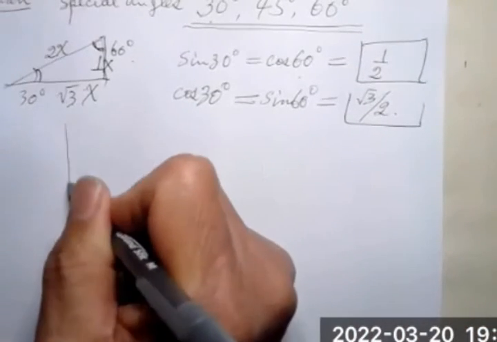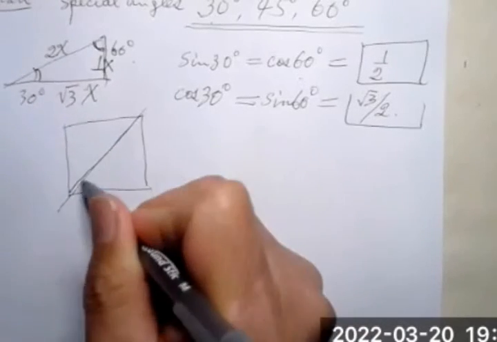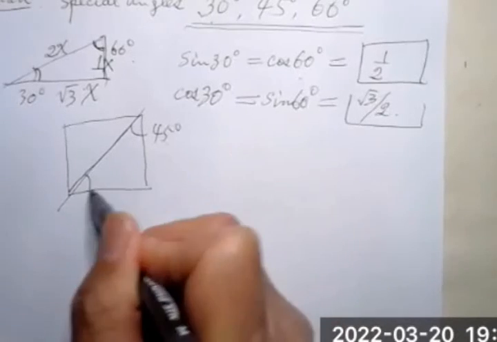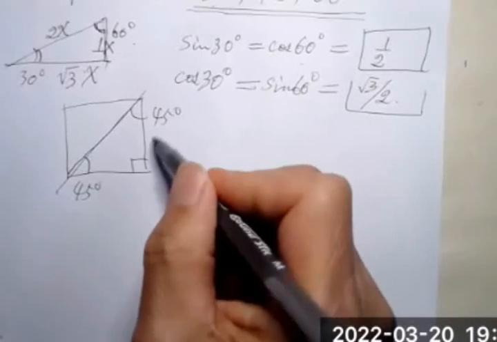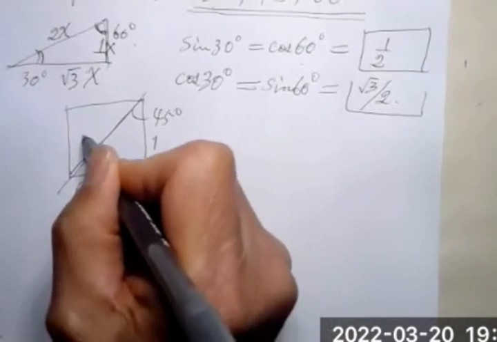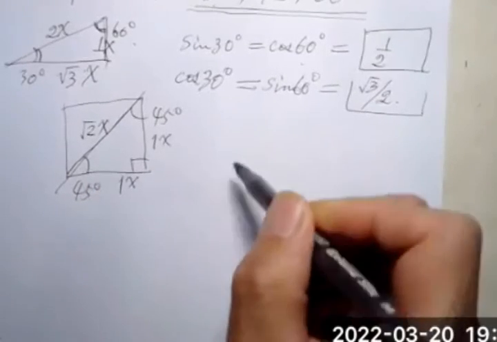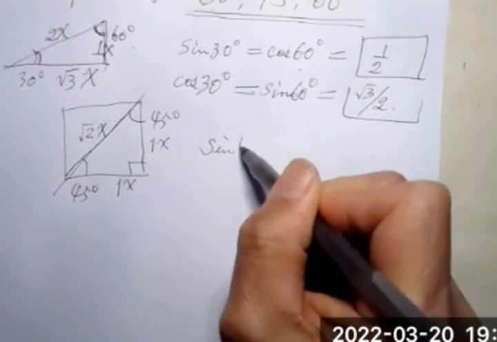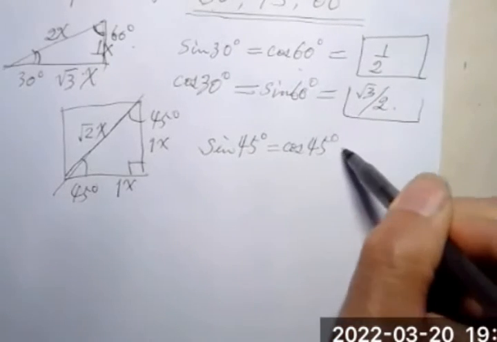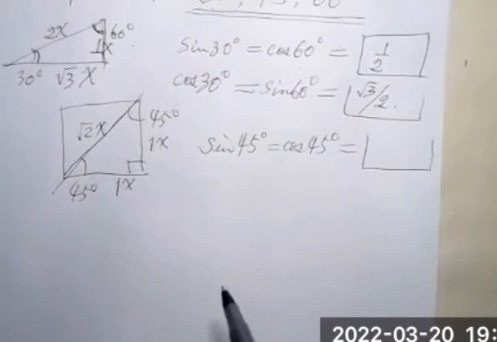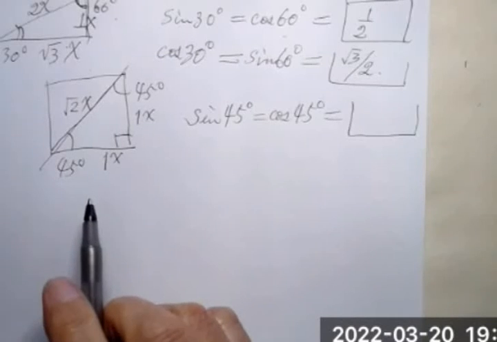Another special right triangle is the 45 degree one. The square cut in half gives a 45 degree, 45 degree, and a right angle. What are the ratios of the 3 sides? There's 1, 1, square root of 2. Or you write 1x, 1x, square root of 2 x, right? Sine 45 degrees certainly equals cosine 45 degrees, equals how much? In fact, I made it much easier because I put the length of the sides here. Everybody answer.